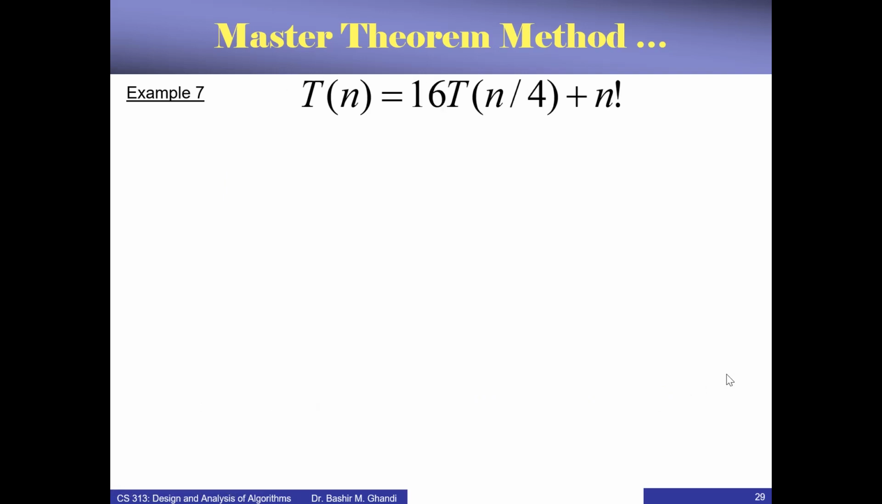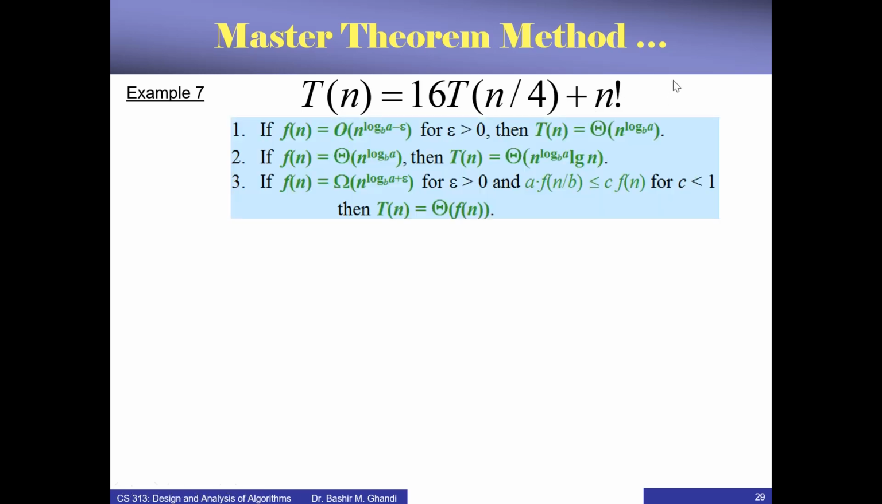Okay, another example, T(n) equal to 16T(n/4) plus n factorial. So definitely this is going to be another big f(n). N factorial is a very big function. But let's see. a is 16, b is 4, f(n) is n factorial. So what is n to power log of a to base b? It is going to be n to power log of 16 to base 4, and 16 is 4 squared, so this is actually just n squared.